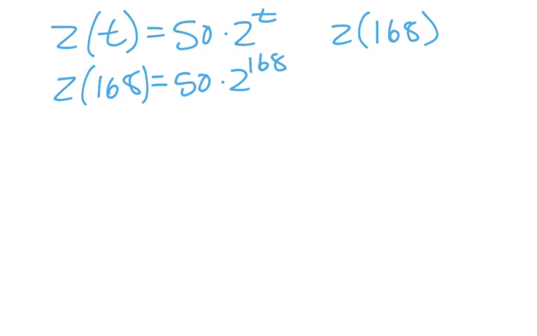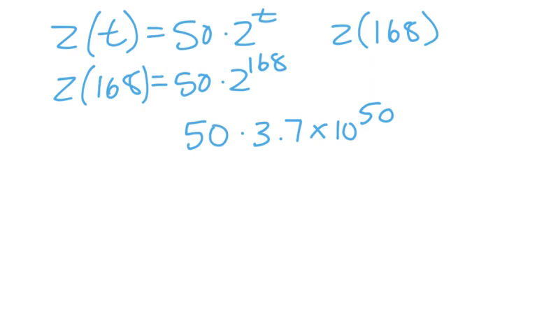So using a calculator, I go 2 to the 168. And even on my calculator, I get a big number. I get 3.7 times 10 to the 50. Okay, so that means I basically have 49 zeros after here.